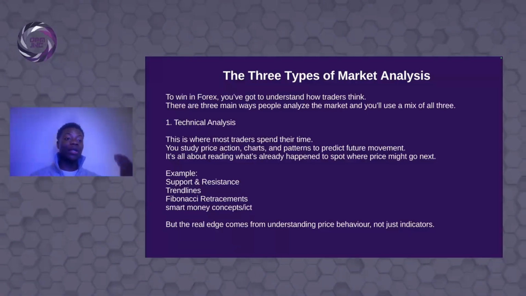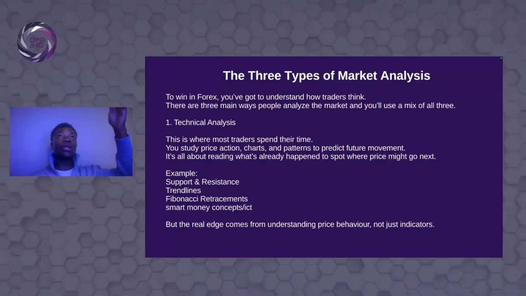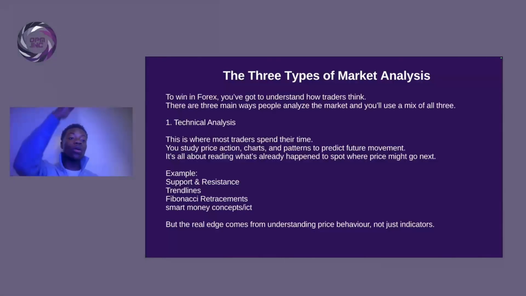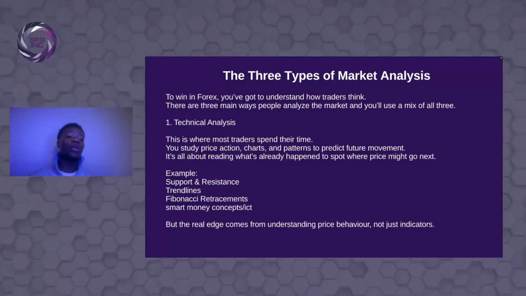So that's a downtrend. And then when you're looking for trend lines, you want to connect a lower low to another lower low to another lower low, and then a lower high to another lower high to another lower high, in order for you to identify the trend that price is currently moving in. And then we have Fibonacci retracements.